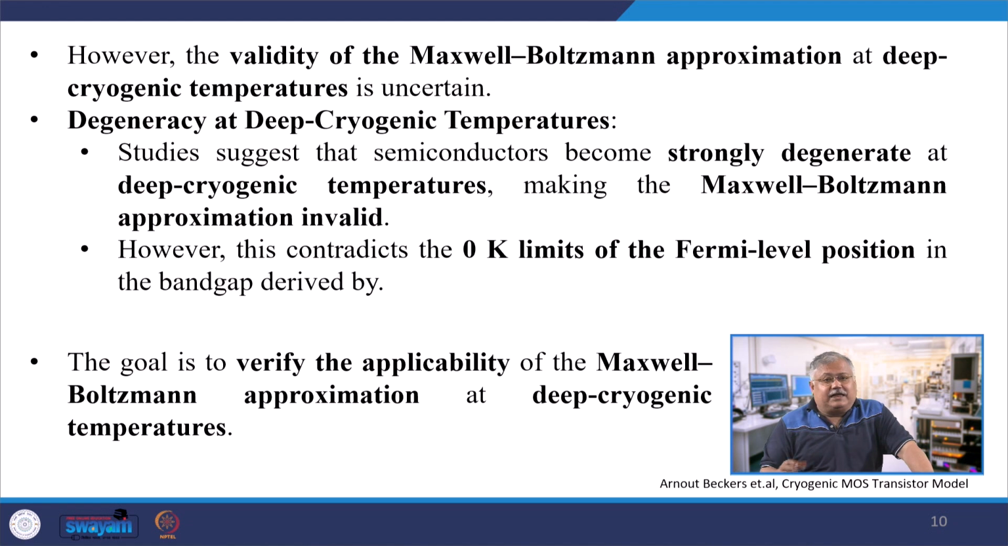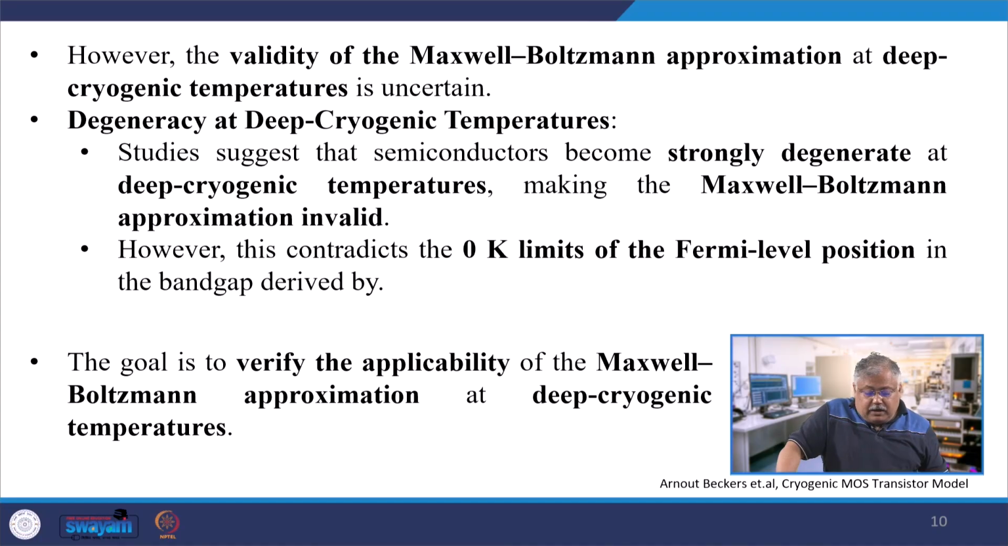The MB distribution, or Maxwell-Boltzmann approximation, at deep cryogenic temperatures is still a matter of study, and a large number of studies are available to us. However, it has come to the mind of the overall community working in cryogenics that at extremely deep cryogenic temperatures, the semiconductor actually becomes strongly degenerate. Strongly degenerate primarily means that there might be a case where the Fermi level is actually going inside the conduction band, and therefore the loss which you get by virtue of the reduced value of carriers is slightly made up with the strong degeneracy of carriers.